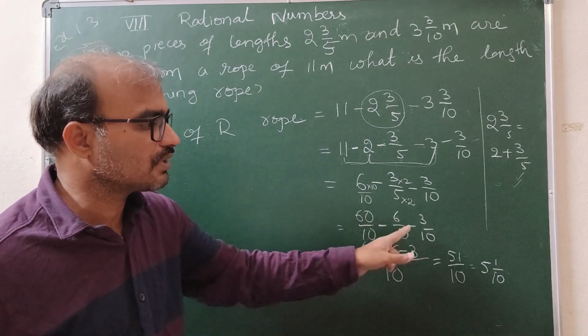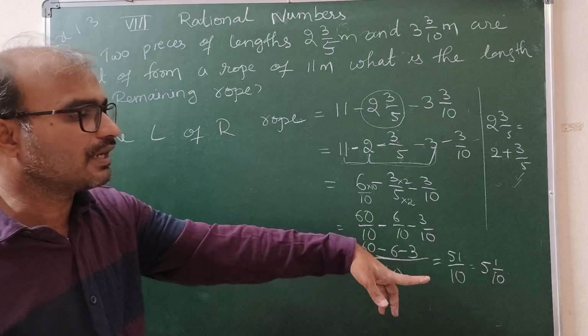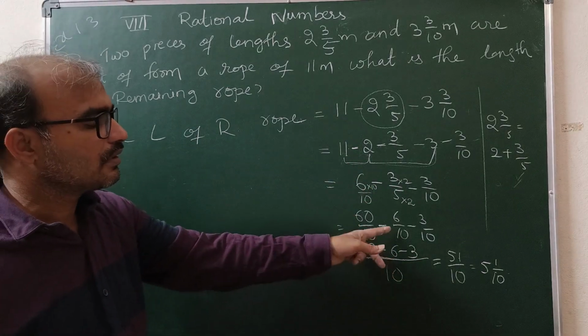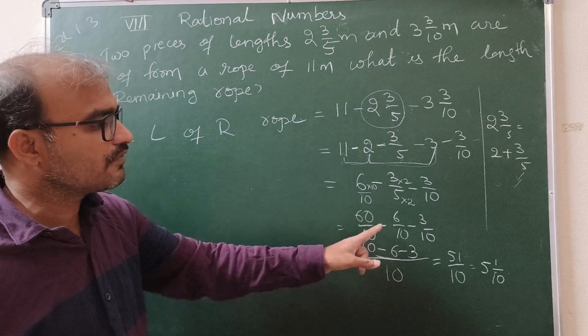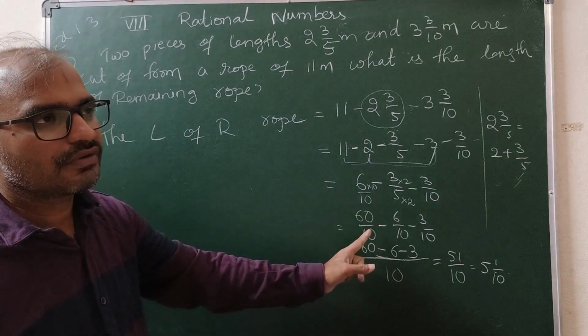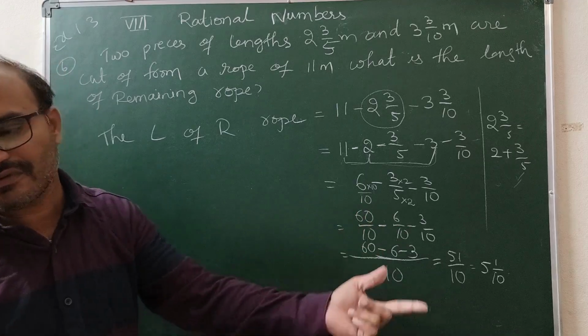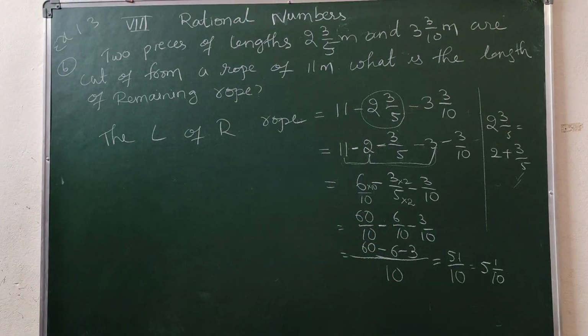So 6 tenths, 3 tenths, together 9 tenths. So we have to remove 9 tenths. 9 tenths means less than 1 only. Right? So from 6 if you remove 9 tenths, 5 wholes will be there. Next, 1 whole if you made 10 parts, if 9 tenths will go, 1/10 will remain. So totally 5 wholes, 1/10 will remain.